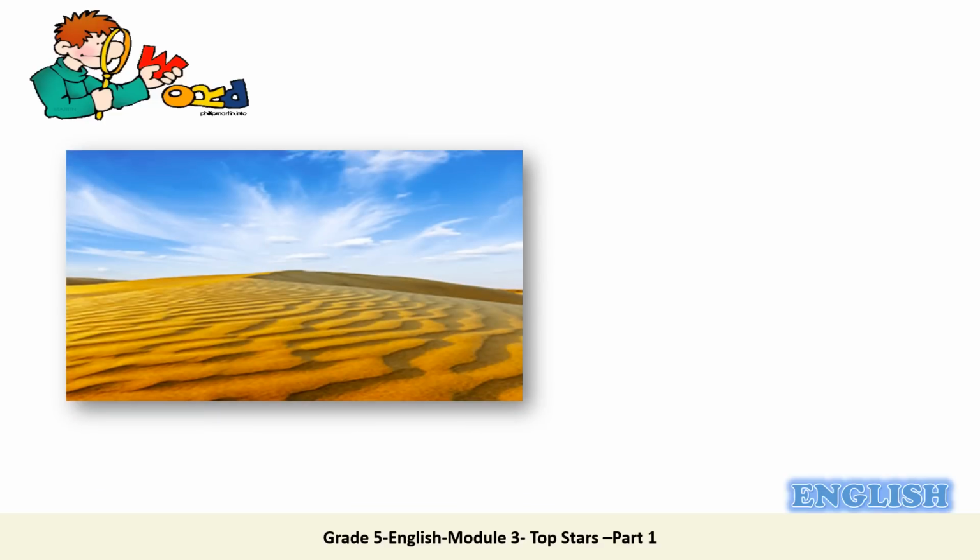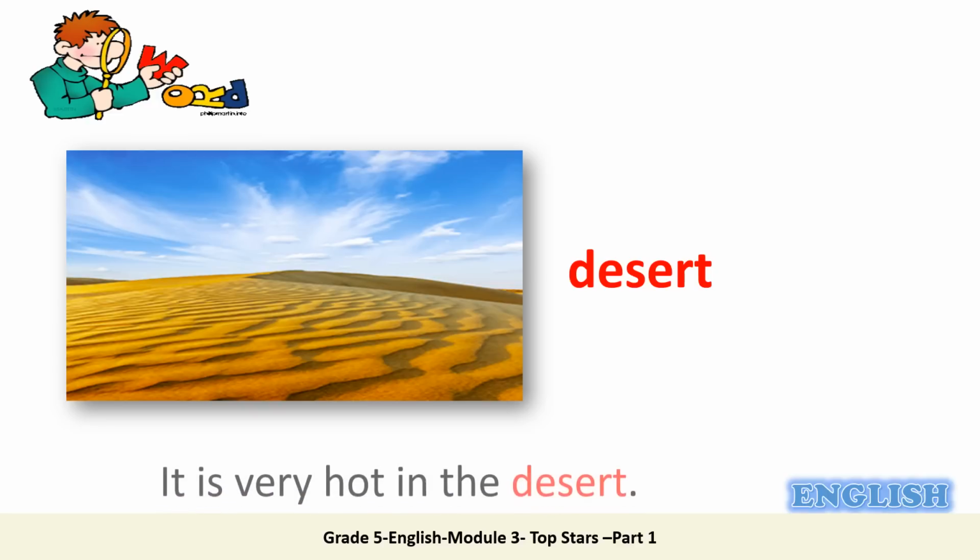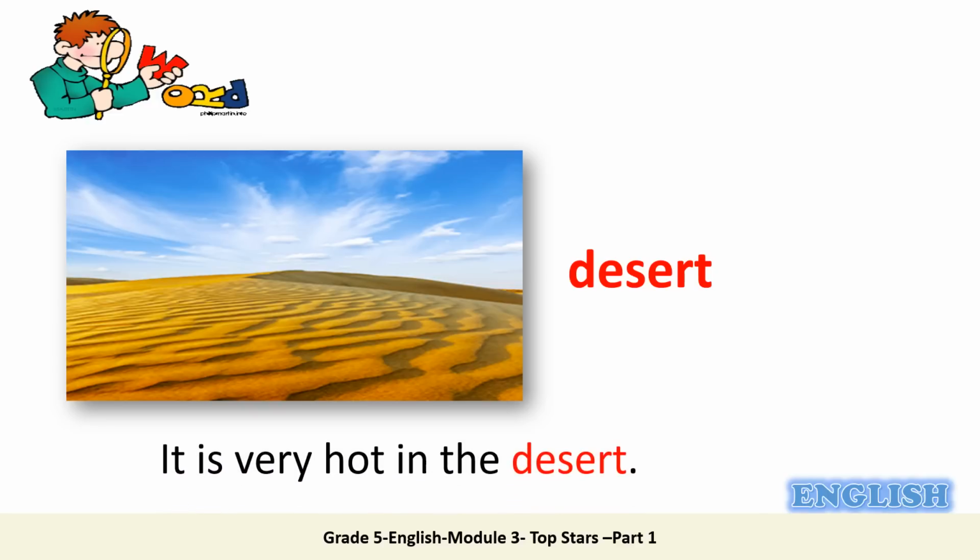Can you describe this picture? It is a large area of land which is covered with sand. What do we call it? It's desert. Very good. Are there many plants in the desert? No, there aren't. Very good. It is very hot in the desert. Desert here is a noun.